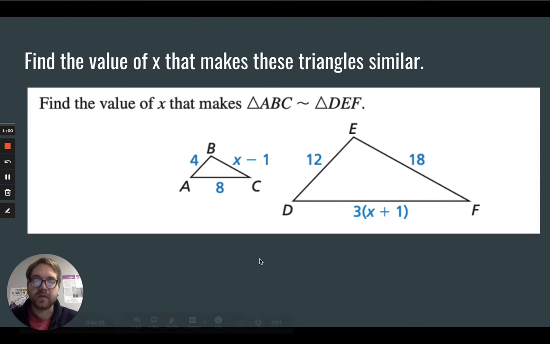In this example, we're told to find the value of x that makes the triangles similar. It's giving us the side lengths, but two of the side lengths are expressed with x. So we would figure out what x value is going to make these sides all proportional so they have the same ratio, which then would show that these triangles are similar. So it's a different way of approaching this: what value is going to make that true?